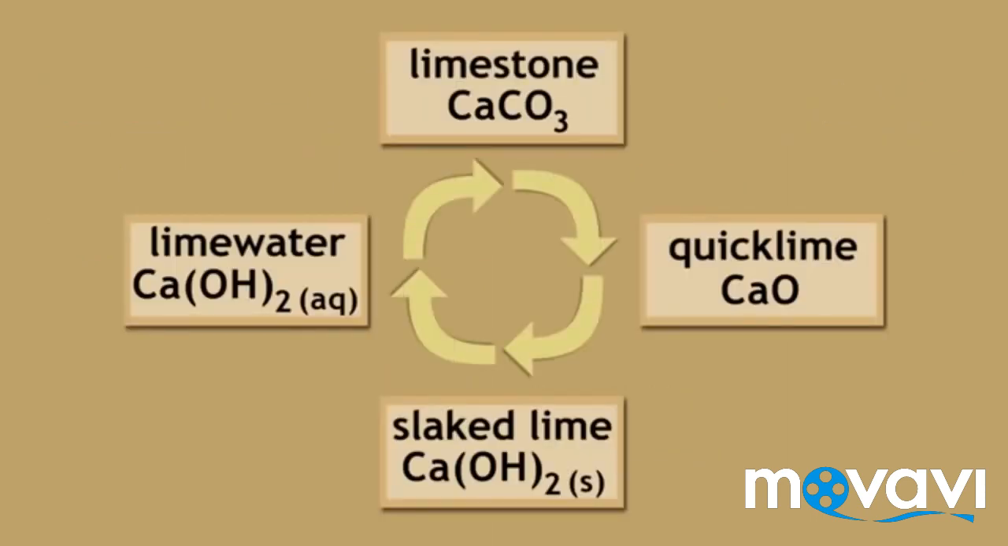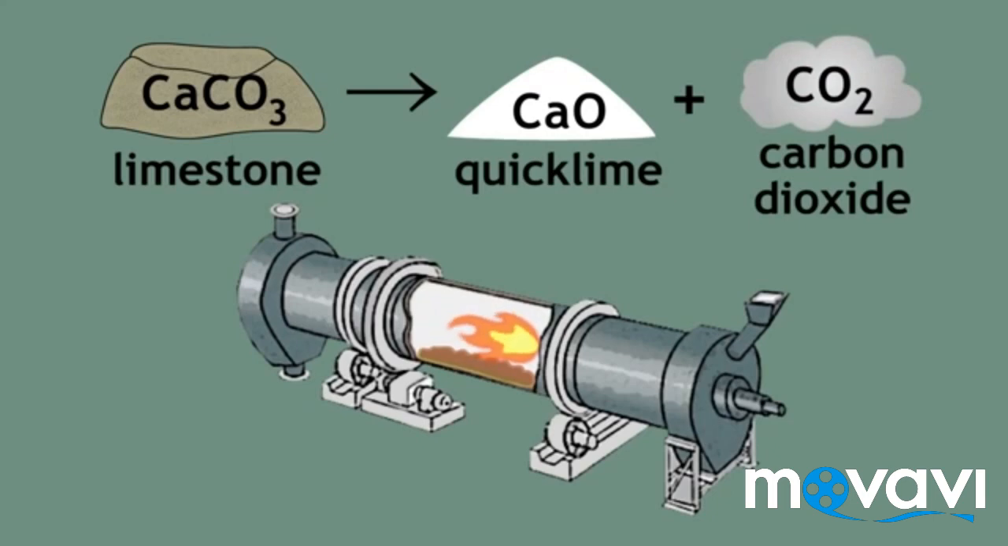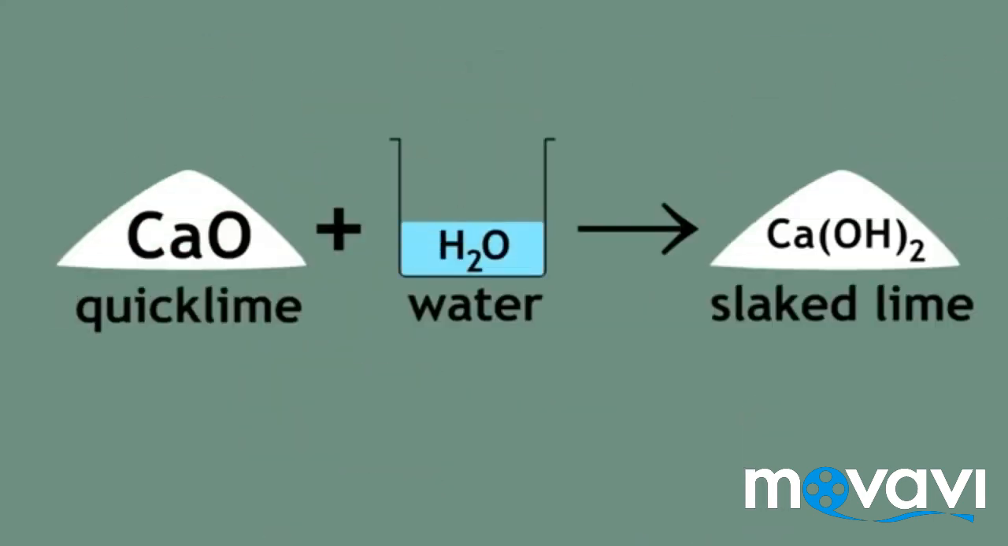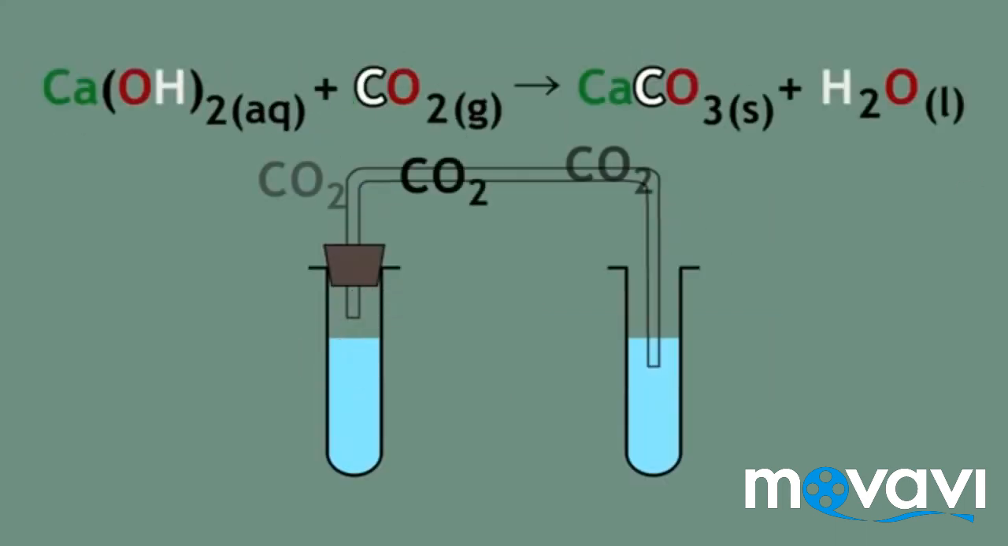To recap the limestone cycle, limestone can be thermally decomposed to form quicklime and carbon dioxide. Quicklime reacts with water to form slaked lime. Slaked lime dissolves in water to form lime water. Lime water reacts with carbon dioxide to form calcium carbonate, the main component of limestone.